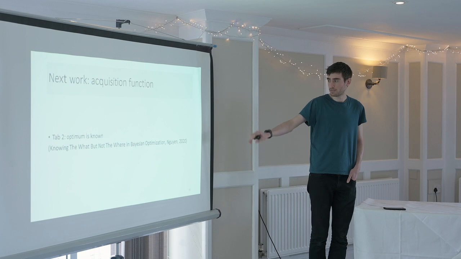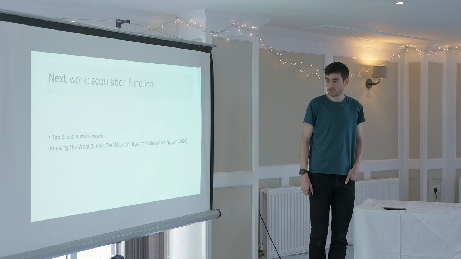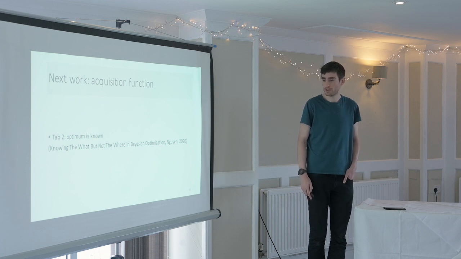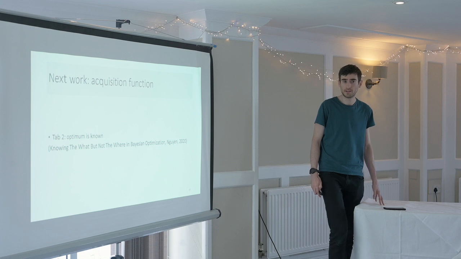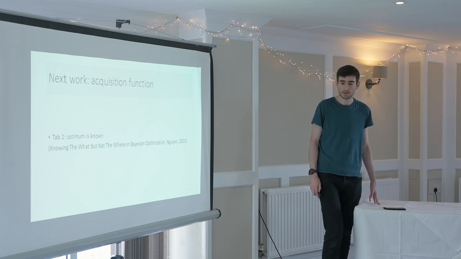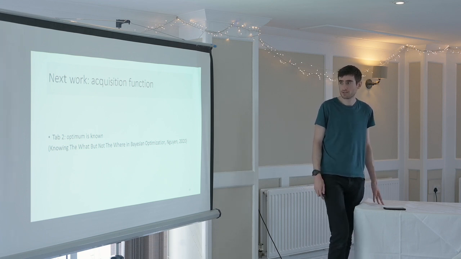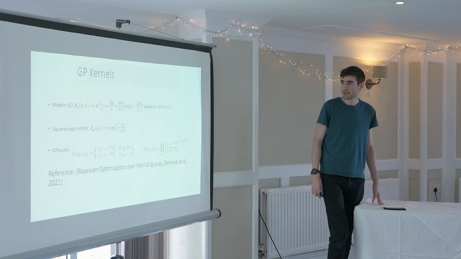So this is a paper that was published a few years ago that I need to look at a bit deeper. The idea is, as I explained earlier, when we know that for tab 2 the optimum of the function is known, we don't need to try and go below it because it's not possible.